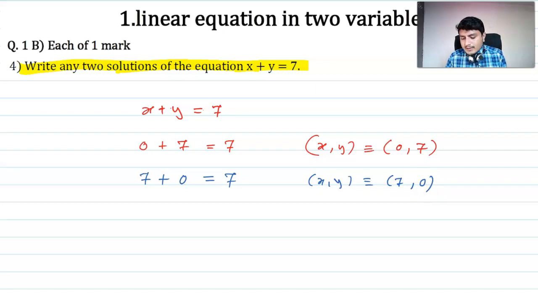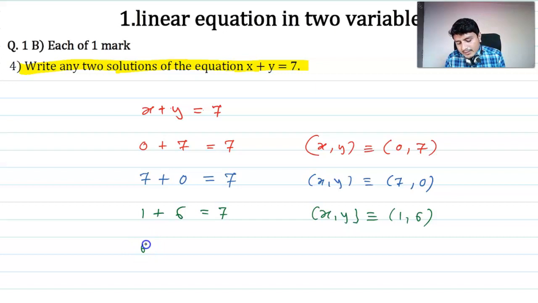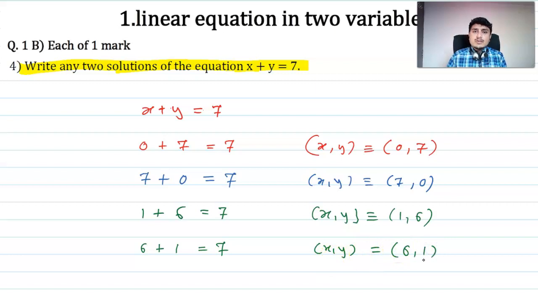Now you might consider that the value of x is 1. So 1 plus something that gives us 7. That means, as we well know, 1 plus 6 equals 7. So the value of x is 1 and the value of y is 6. So 1 comma 6 is a solution of the given linear equation in two variables. You might consider now x is 6 and y is 1. 6 plus 1 is definitely 7. So the other solution is x comma y equals 6 comma 1.